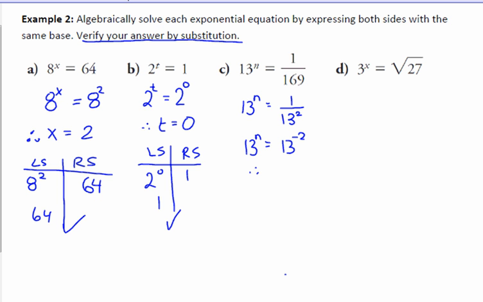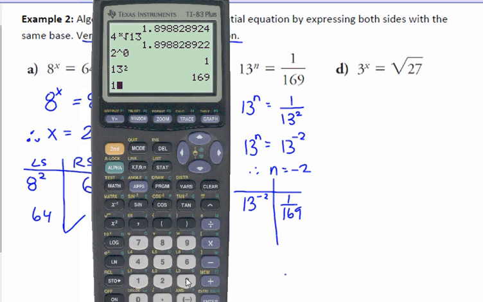Therefore, remember yesterday, we talked about if we want to bring this to the numerator, the exponent changes signs. So n equals -2. Let's do our check. 13 to the -2 has to equal 1 over 169. So in your calculator, 13 to the power of -2. And then go math, enter, enter.